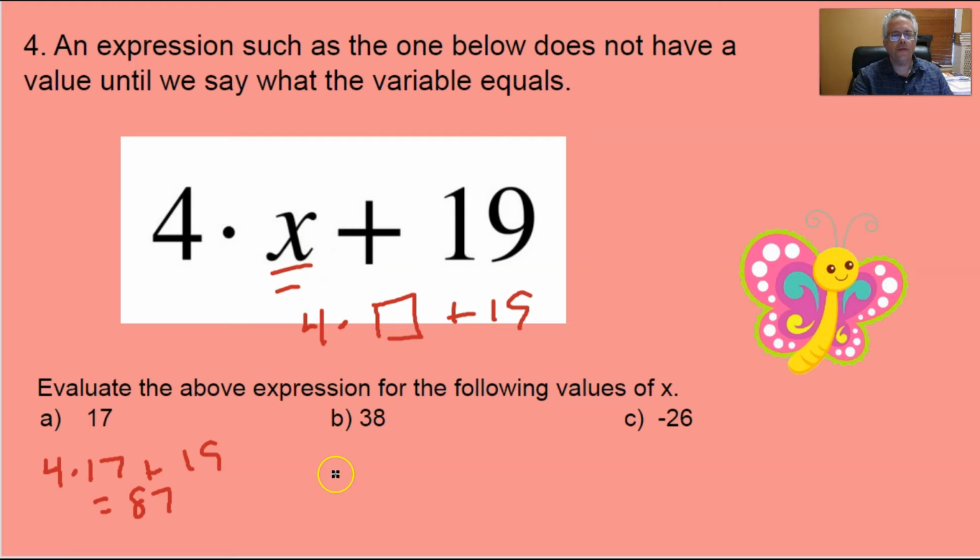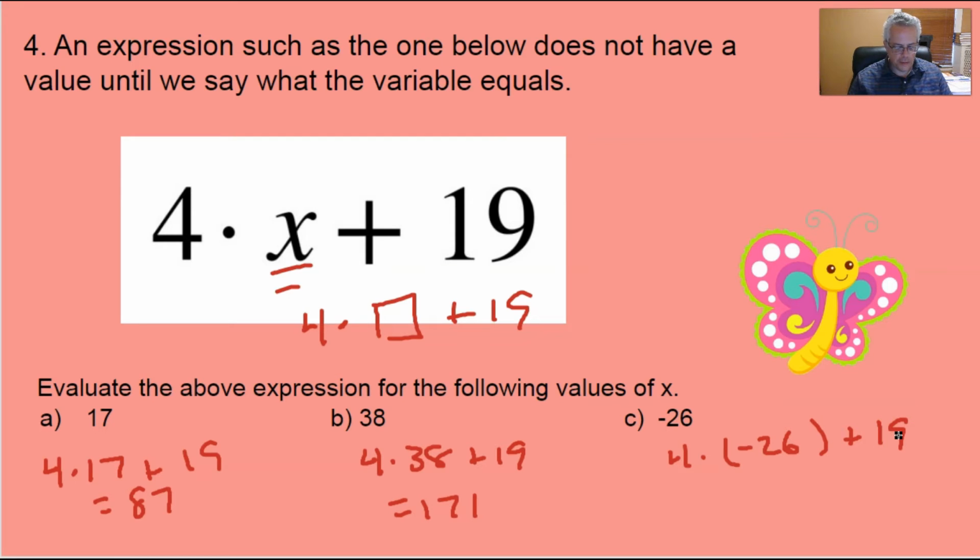That's the value of the expression if we let x equal 17. Well, what if we let x equal 38? That just means we substitute 38 for x and then find the value. So we get 4 times 38 plus 19. That's equal to 171. We can put in a negative number. 4 times, we don't have to use parentheses here, but I'm going to do it anyway just to be careful. 4 times negative 26 plus 19. And we get equals negative 85.